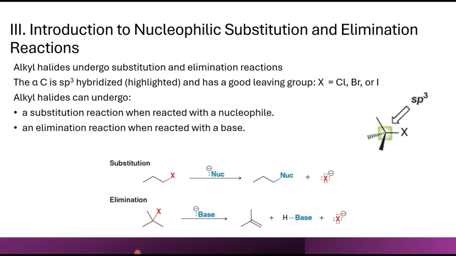Consider substitution. In substitution, the nucleophile attacks the alpha carbon and the leaving group leaves. So the nucleophile subs for the X. In elimination, a base pulls off H+ from a beta carbon. As it's doing so, the sigma bond becomes a pi bond between alpha carbon and beta carbon. Notice what they have in common, nucleophiles and bases. They both have an electron source, or they're both electron rich.